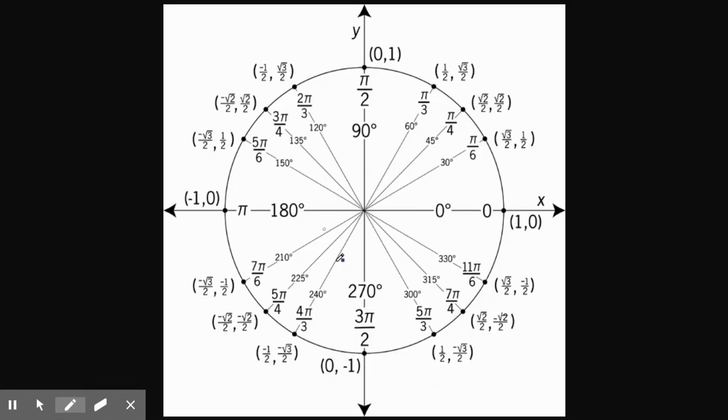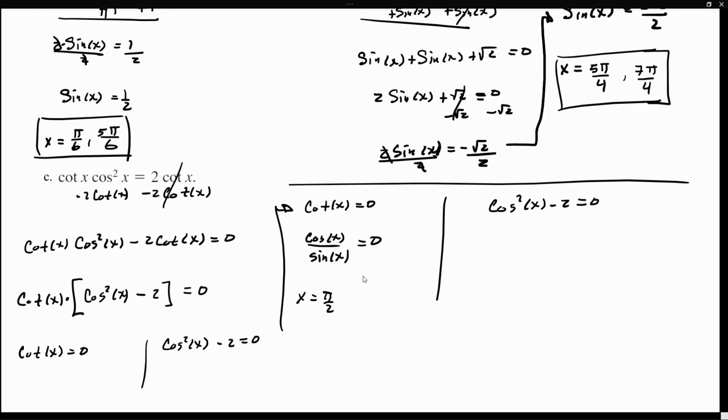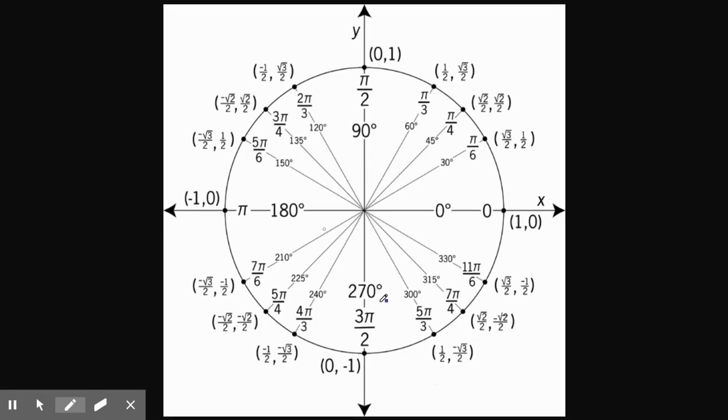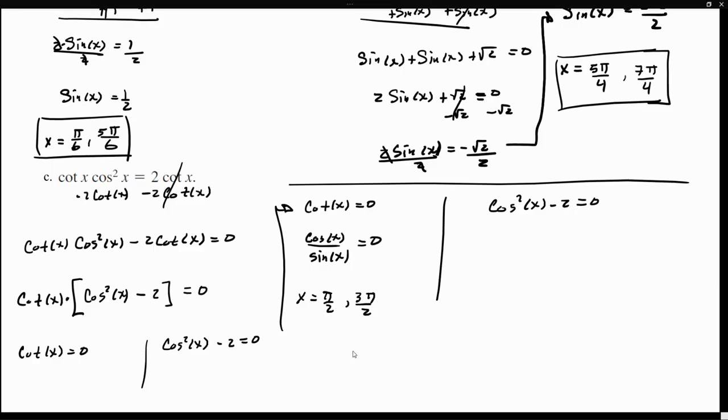And is this the only place where my cosine is equivalent to 0? Well, not true, because also at 270 degrees. Notice that cotangent at 270 degrees is going to be cosine over sine, so 0 over negative 1, it is definitely 0. And note that these are the only two possible solutions. So we have two solutions coming from cotangent.